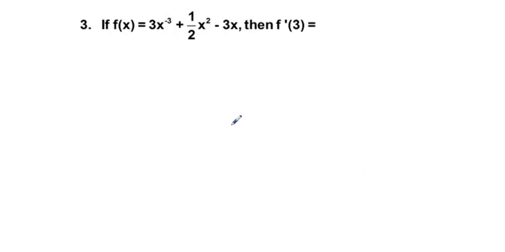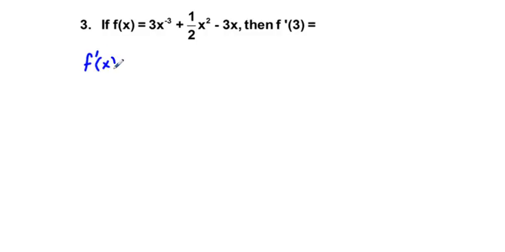Next, if f of x equals 3x to the negative 3rd power plus 1/2 x squared minus 3x, then f prime of 3 equals. So for this one, to find f prime, we need to differentiate, and we already have this in calculus-friendly form, so I'm going to rewrite this function just differentiating.